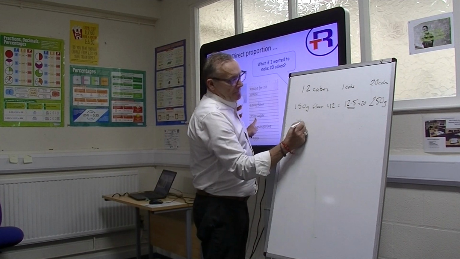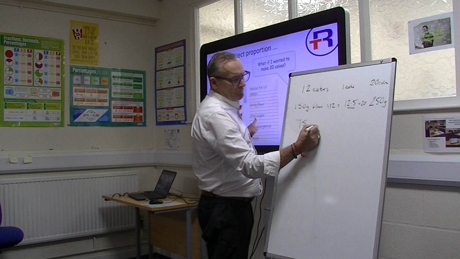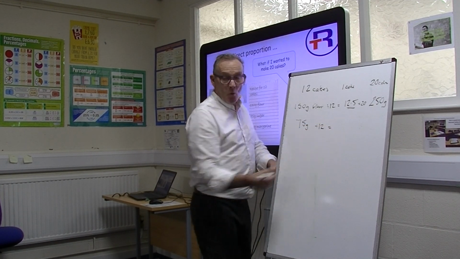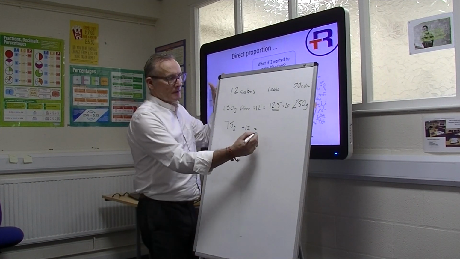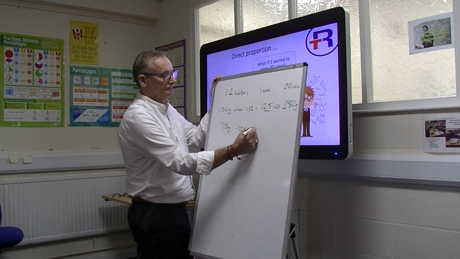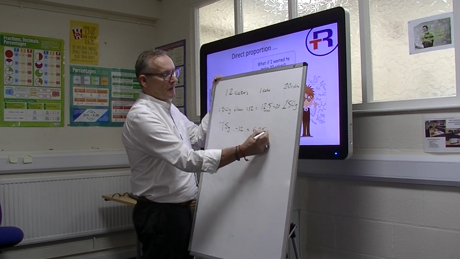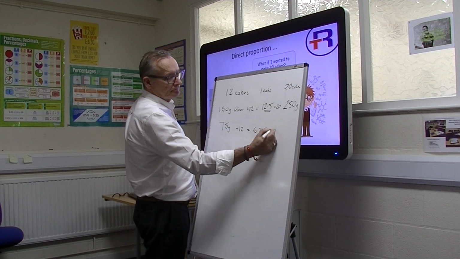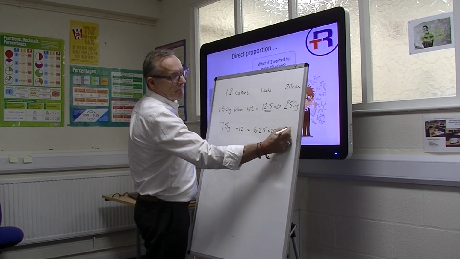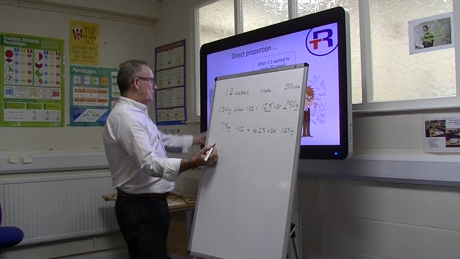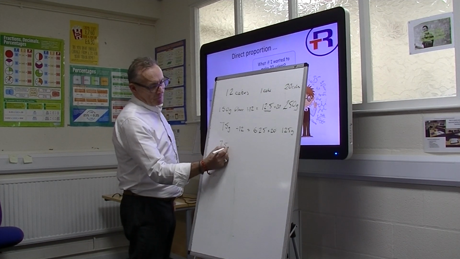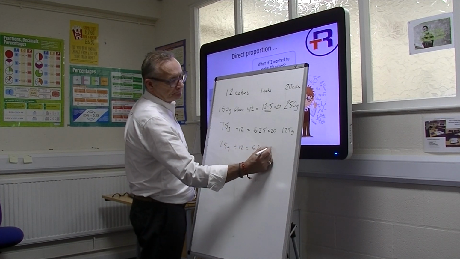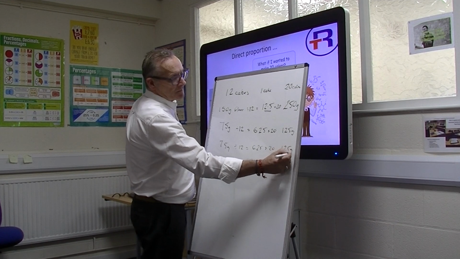For sugar, you need 75 grams for 12 cakes. What we're going to do with that? Divide it by 12 for one cake, which gives us, anybody? 6.25. Times it by 20 for 20 cakes. 125. We've got it. Margarine's the same, thankfully. We don't have to redo it. So that's 125 grams of that.